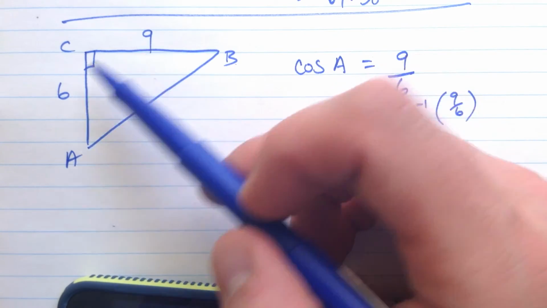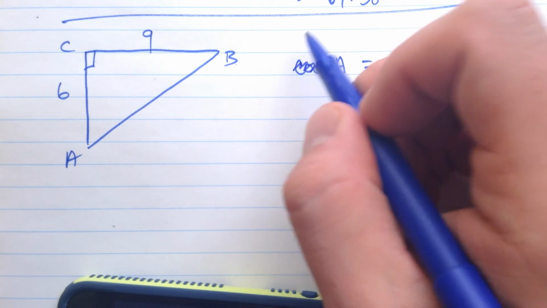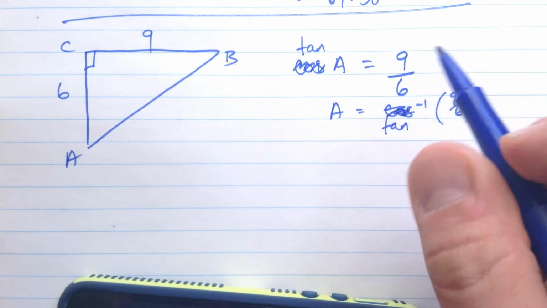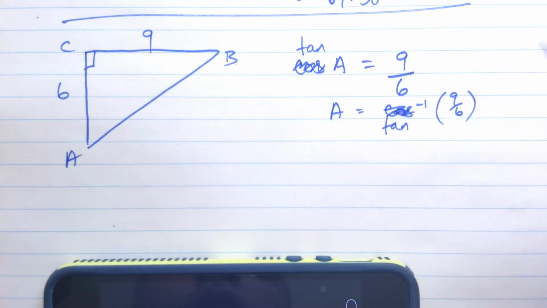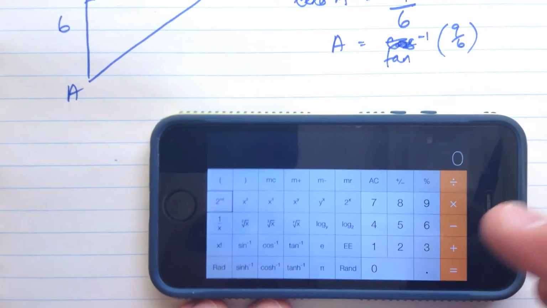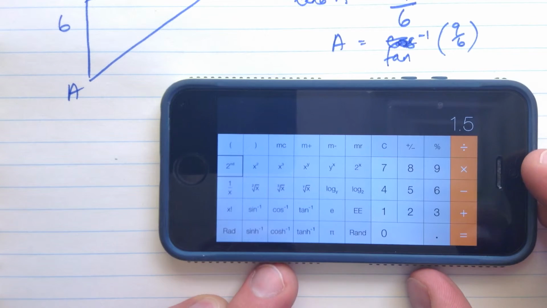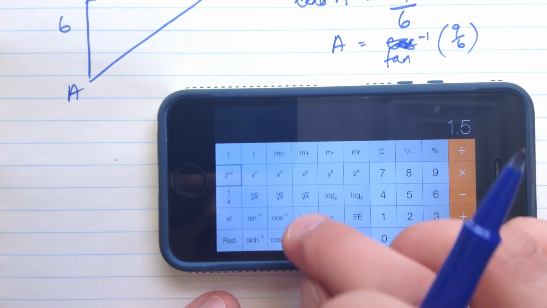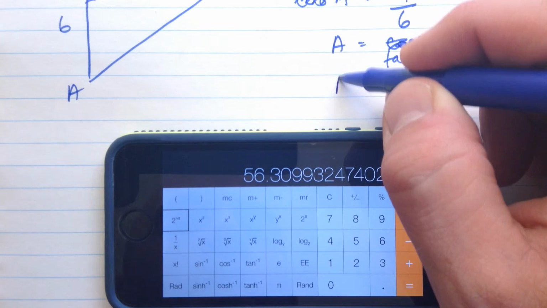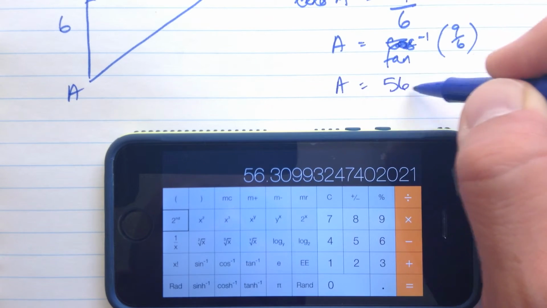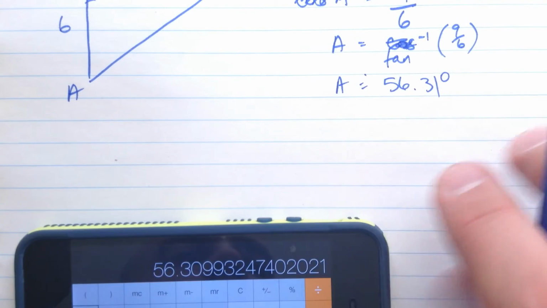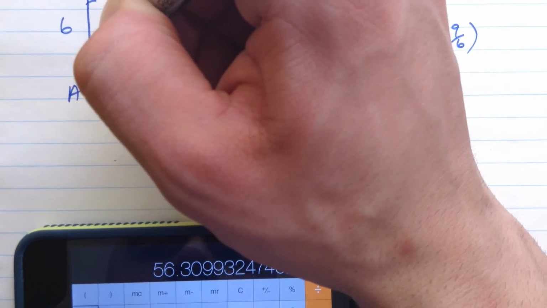Oh sorry, it shouldn't be cosine at all. That should be the tangent. I'm sorry. Tangent, of course. Opposite over adjacent. Tangent. I was wondering how I got such a big number, 1.5. You can't use cosine to get 1.5. 1.5 and take the tan inverse. There we go. That's more reasonable. 56.31 degrees. Let me just write that down right here.